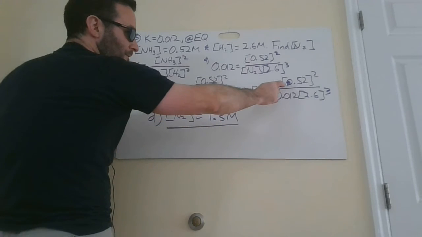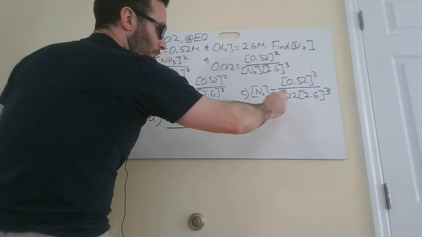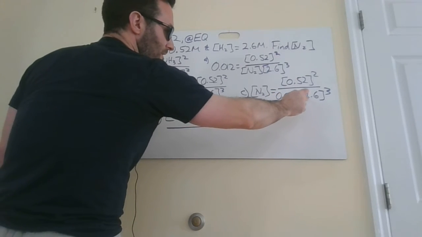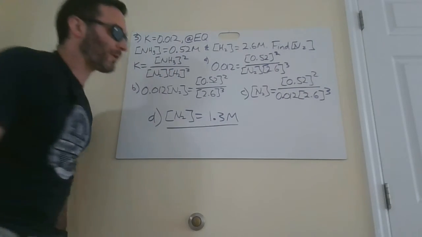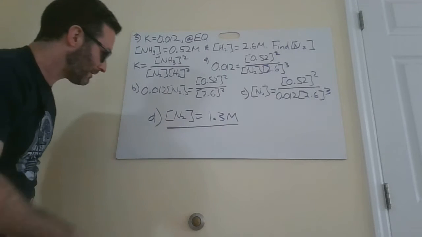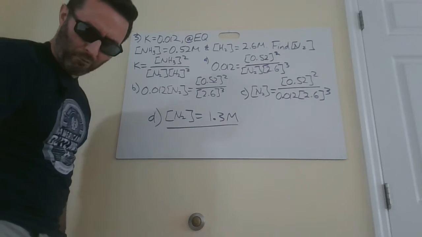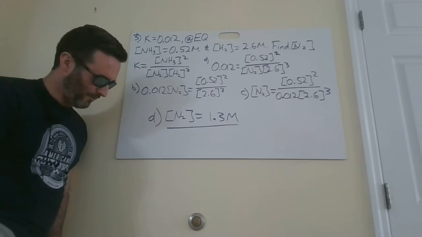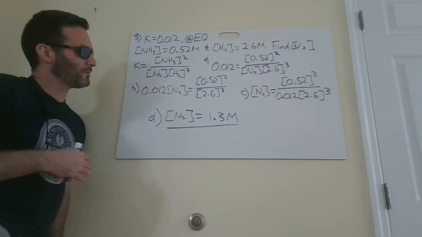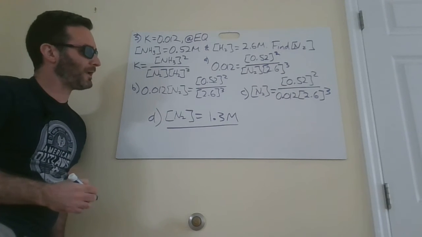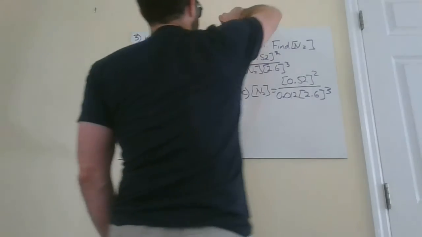N2 now equals 0.52 squared over 0.012 times 2.6 to the third. Well, when you punch all that into your calculator, and I'm not going to write all the numbers out for you, the concentration of nitrogen gas works out to be about 1.3 molar to two significant figures. That's not so bad. So you can see how to manipulate and rearrange things here. That's pretty good. Last problem.